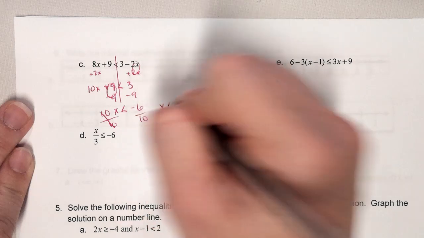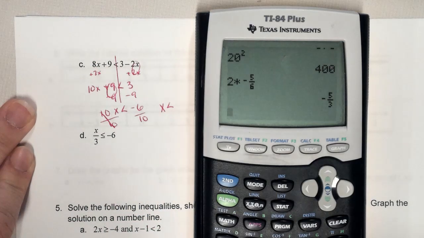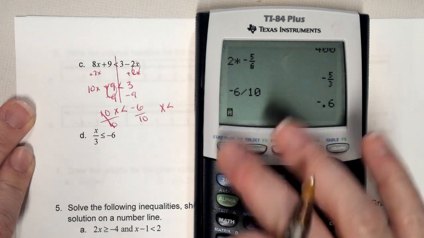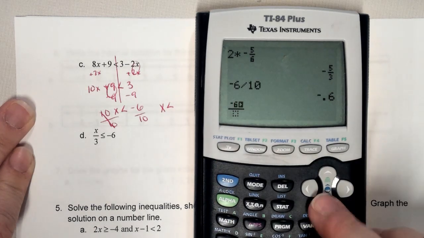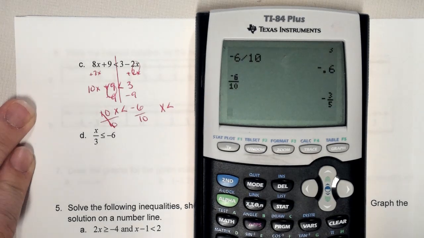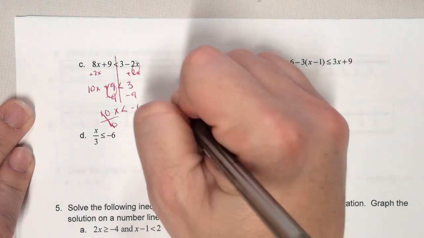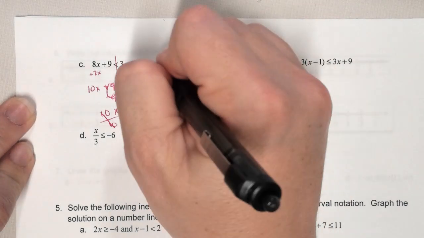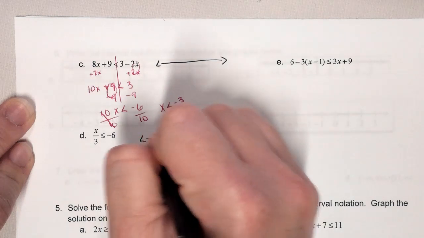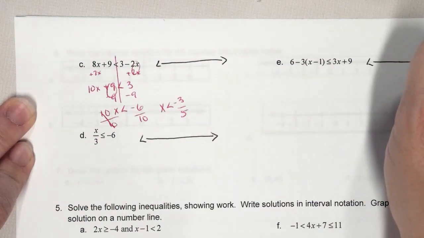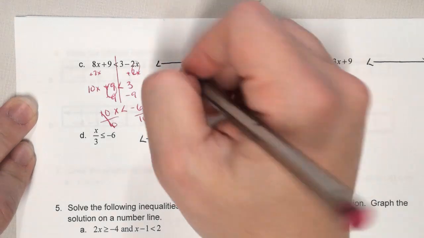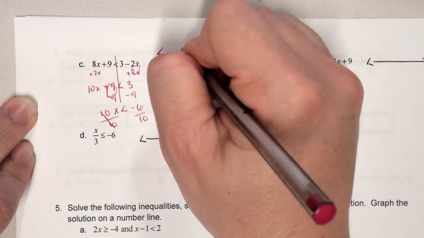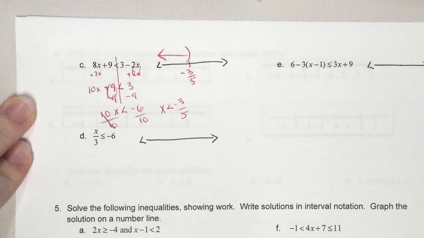I get x is less than, and that can give me this ugly decimal. Well, I don't like decimals, but you can simplify it as a fraction. So negative 3 over 5. And x is less, so it goes to the left. It's not equal to, so it gets a parenthesis.